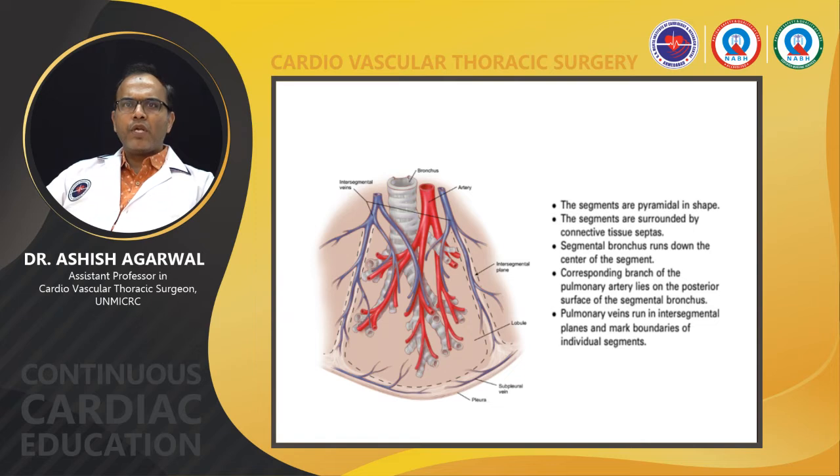The corresponding branch of the pulmonary artery lies on the posterior surface of the segmental bronchus. Pulmonary veins run in the intersegmental plane and mark the boundaries of the individual segments.